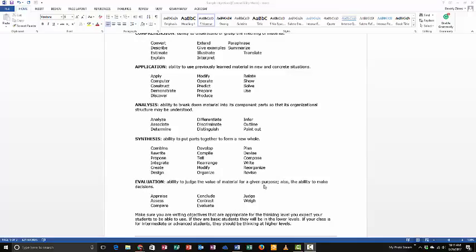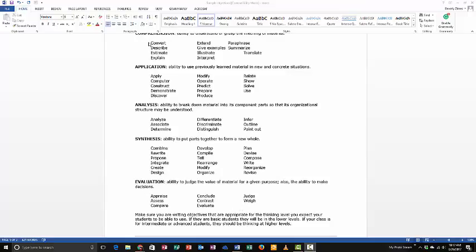Evaluation is the ability to judge the value of material for a given purpose and the ability to make decisions. Evaluation is after you've done this analysis and synthesis, you take a look at the results and say, okay, is this working? Is this not working? What am I going to have to do to make it work? If it's working, I'm going to leave it alone. If it's not working, what am I going to do instead? So they're appraising the situation, drawing conclusions, putting judgments in there, weighing their options.